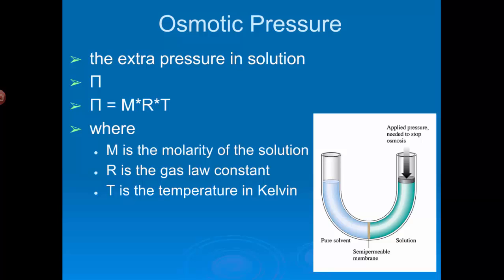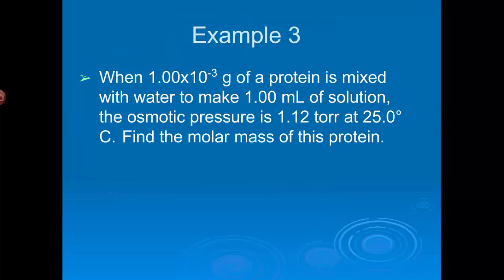If there were no pressure on the right-hand side, then the liquid level on that side would go up. But we apply a pressure to stop it from happening, and we measure that pressure, and that's how we measure osmotic pressure. We don't generally do this in the lab very much, but we can use it in calculations. Here we go. We have 1.00 times 10 to the negative third grams of a protein mixed with water to make 1 milliliter of solution. The osmotic pressure is 1.12 torr at 25 degrees Celsius. Find the molar mass of this protein.